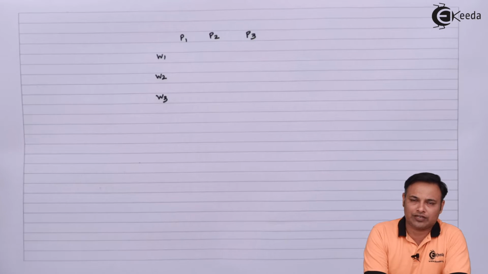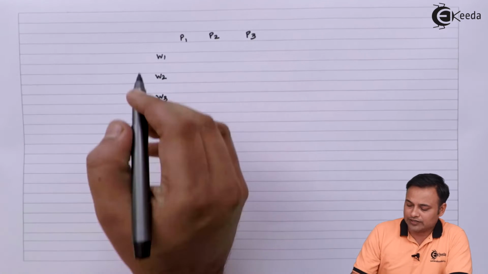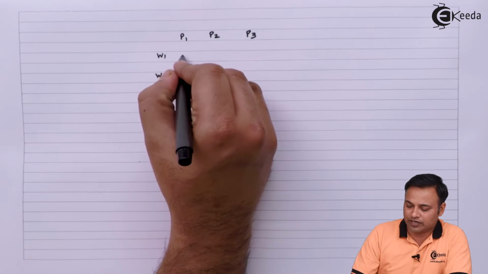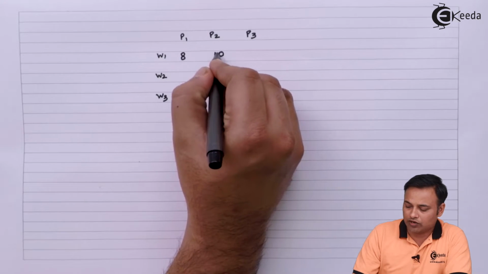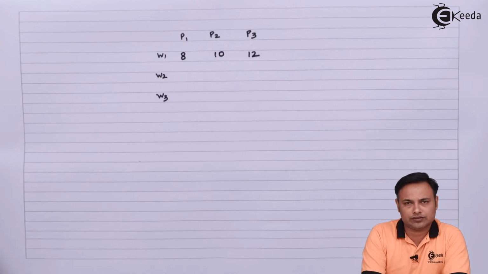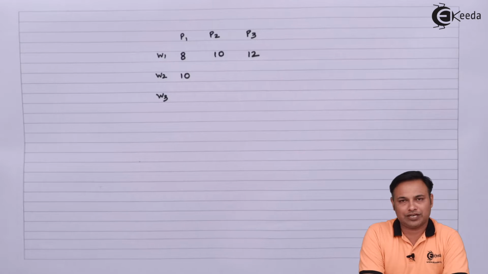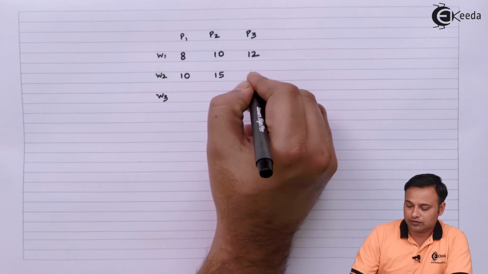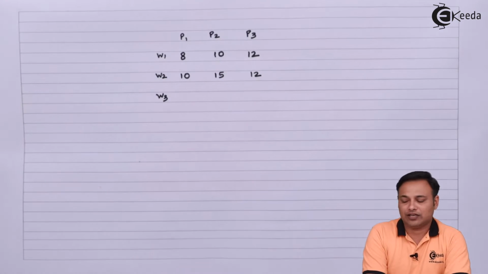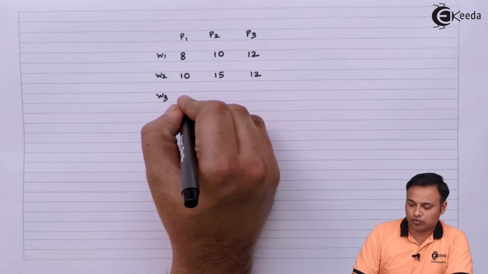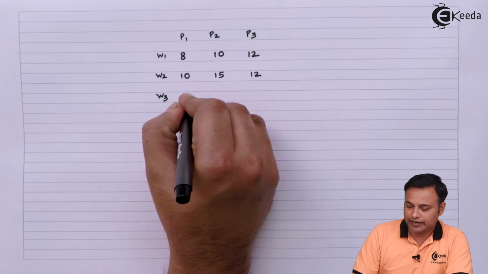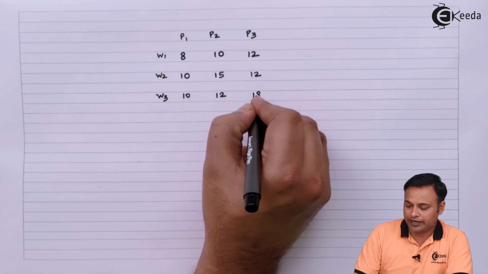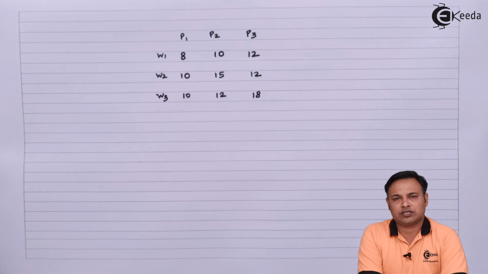आपको हर project और हर worker combination का cost दिया जाएगा. Let us say the cost of worker 1, project 1 is 8 rupees, 10 rupees, 12 rupees. In the second row we have worker 2, project 1, project 2, project 3. Let us say the cost is 10, 15 and 12. And in the last row, that is worker 3, project 1, project 2, project 3, we have 10, 12 and 18. Let's say this is the cost associated.